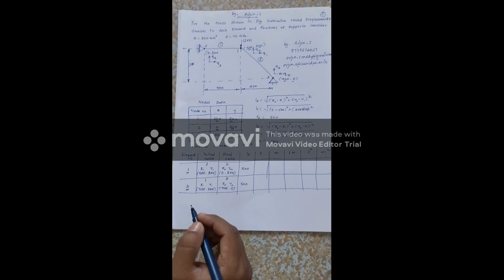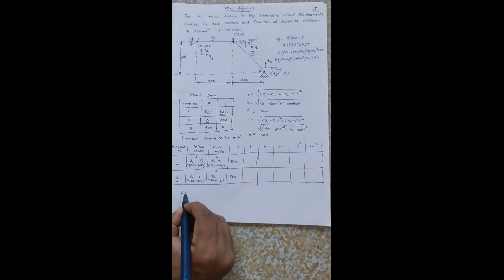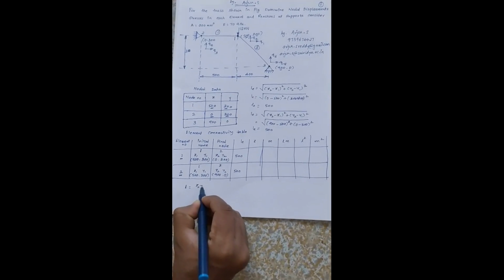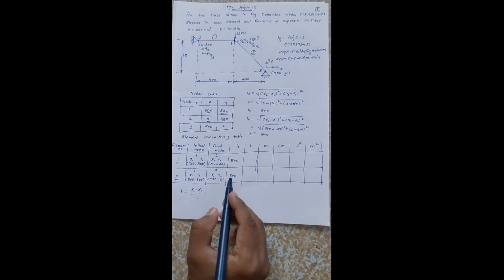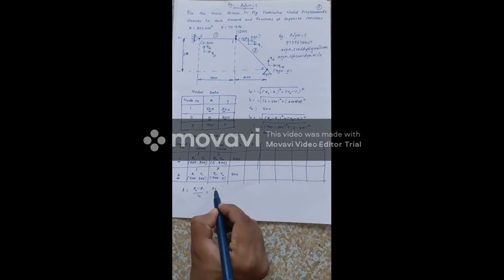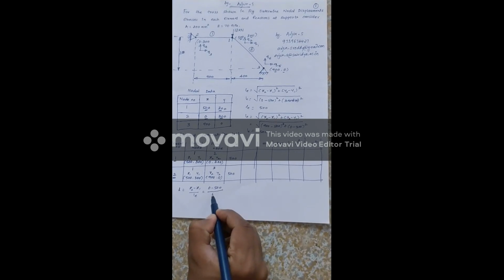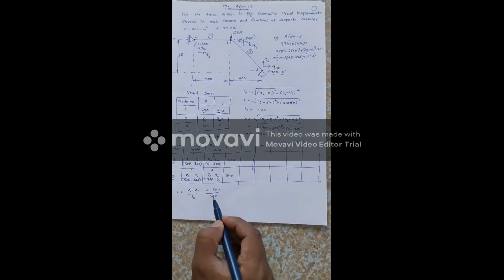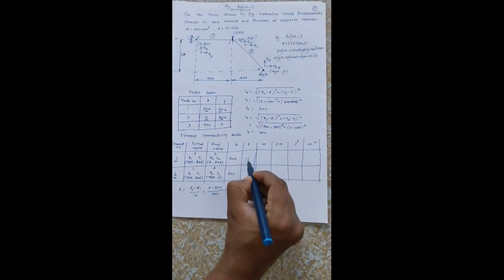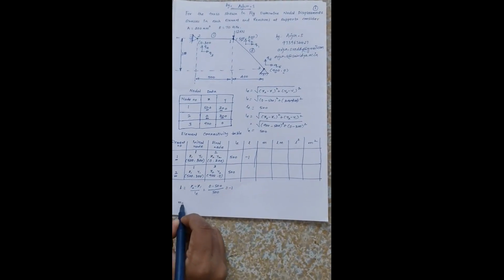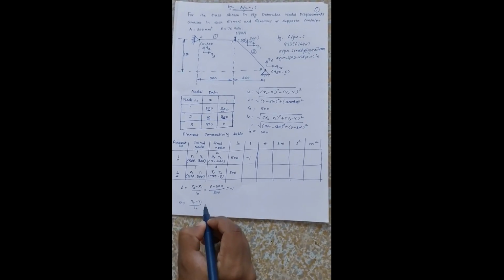Now for element 1 we'll find the direction cosine L. L is equal to x2 minus x1 divided by the length of the element. So now we have x2 is 0, x1 is 500, divided by the length of the element, 500. So the value of L will be minus 1, so we can write that value here. And M will be y2 minus y1 divided by LE.